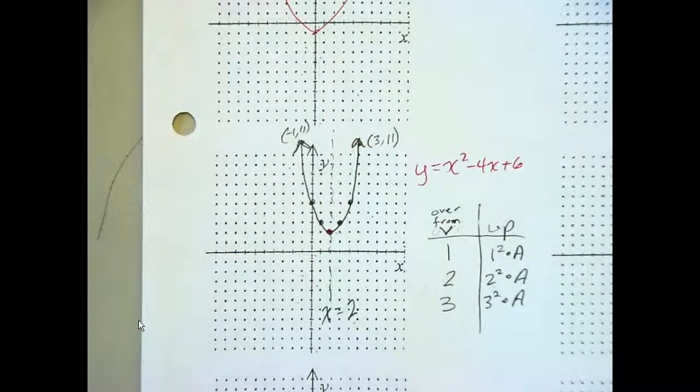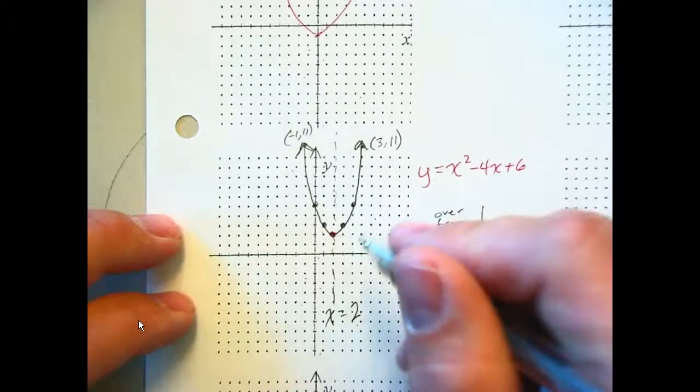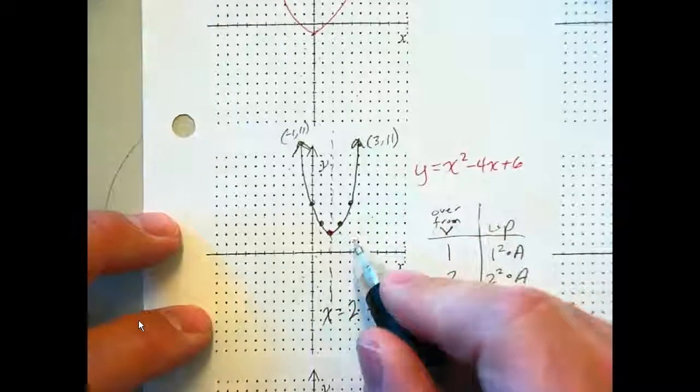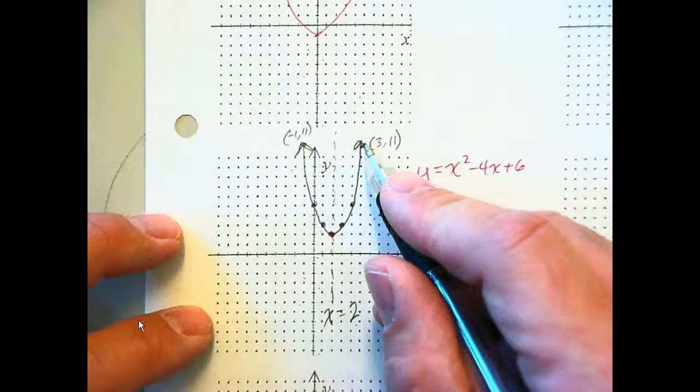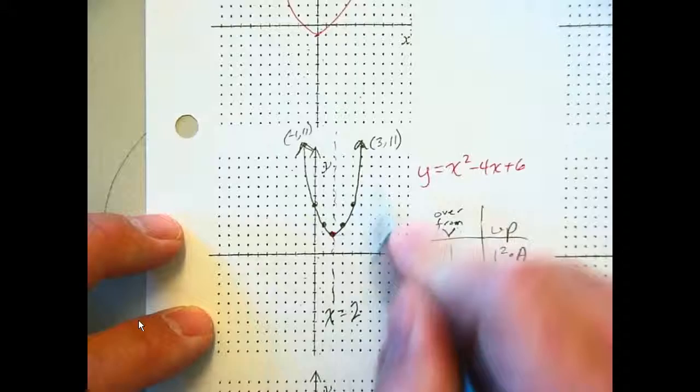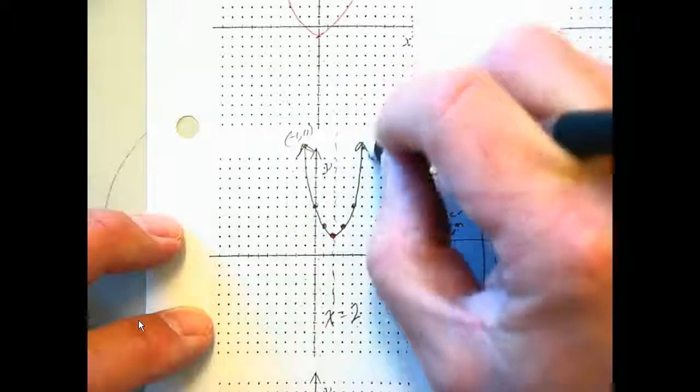Did I make a mistake? Uh-oh. Yes. To the right of the, oh, it is 5, 11. Thank you very much. My goodness.